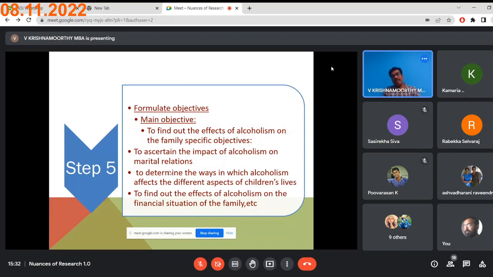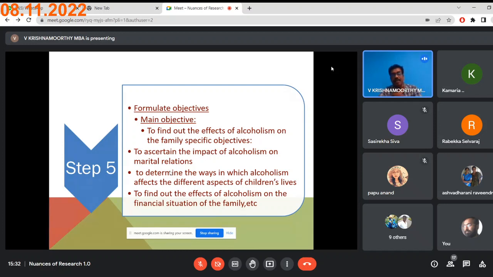So naturally, you can use multiple regression. Next one, to determine the ways in which alcoholism affects different aspects of a child's life. For the second objective, you can use, for example, an independent sample t-test. Next, to find out the effect of alcoholism on the financial situation of the family, you can use this statistical test, that is multiple regression.